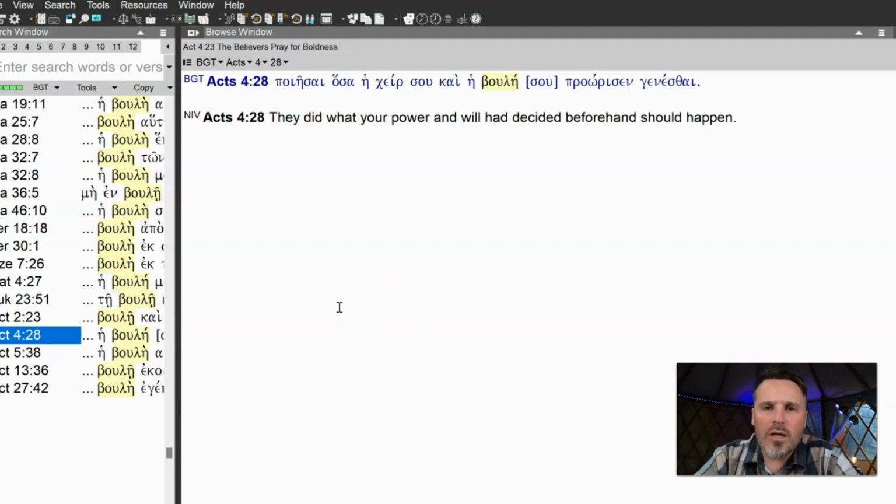So vul has to do with volition, the ability to choose, as we would describe it in English. Vul, the Greek root vul, beta omicron upsilon lambda. Vul has to do with volition or choice.